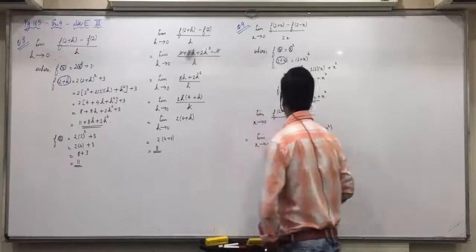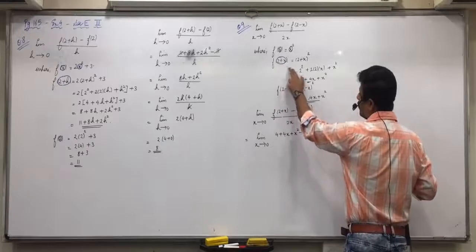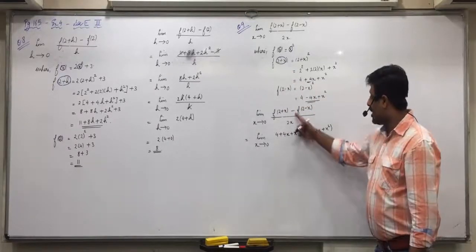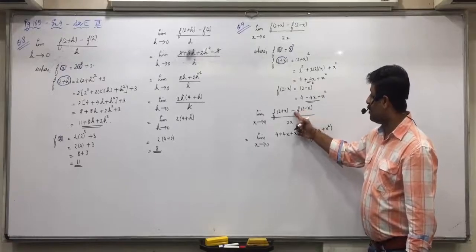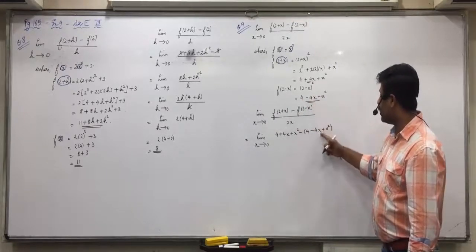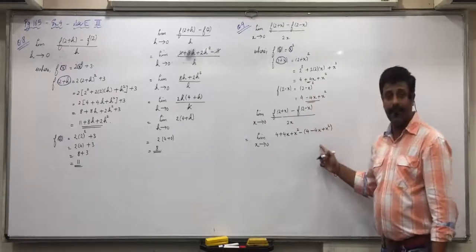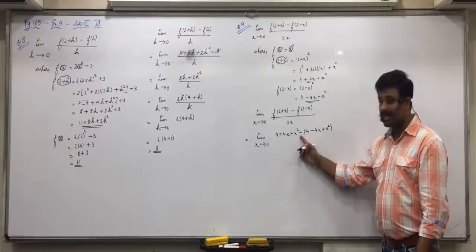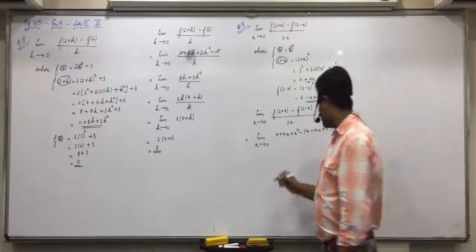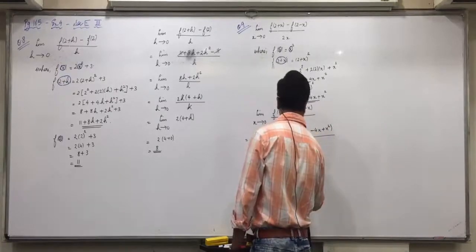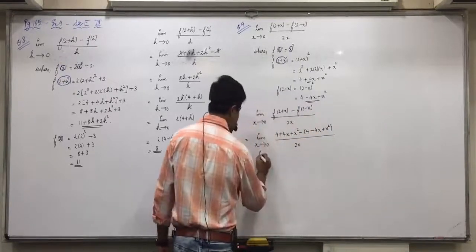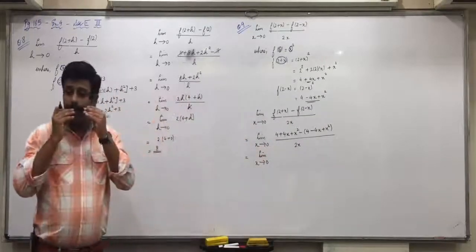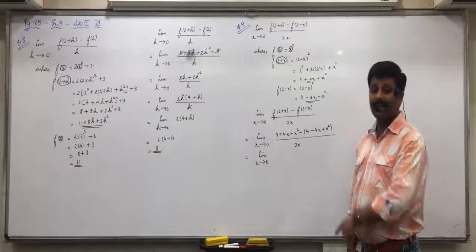Be attentive, everyone. f(2 + x) means 4 + 4x + x², and minus f(2 − x) means you'll subtract this whole (4 − 4x + x²). But write that in a bracket. If there was a plus in between, you could have written it as it is, but because there is a minus, all the signs will change, divided by 2x. So limit x tends to 0.